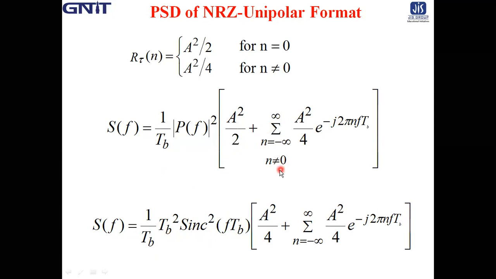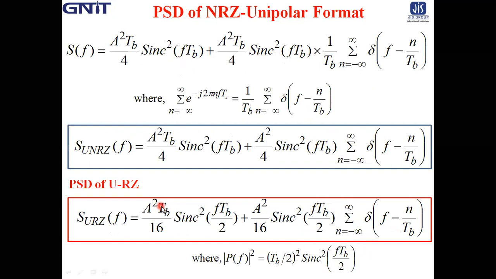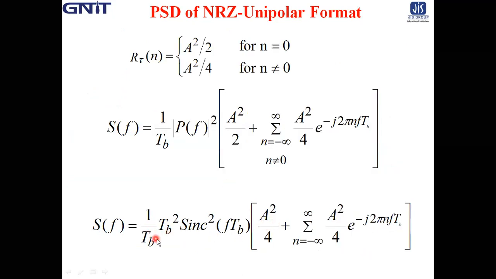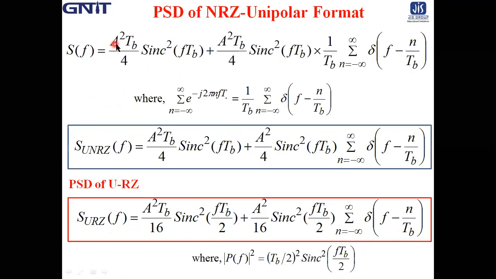And we add the series for the n equal to 0 term, then it should be A²/4 plus the summation from n equal to minus infinity to plus infinity of A²/4 e^(-j2πnfTB). So just break it down. The first term is A²TB/4 sinc²(fTB).